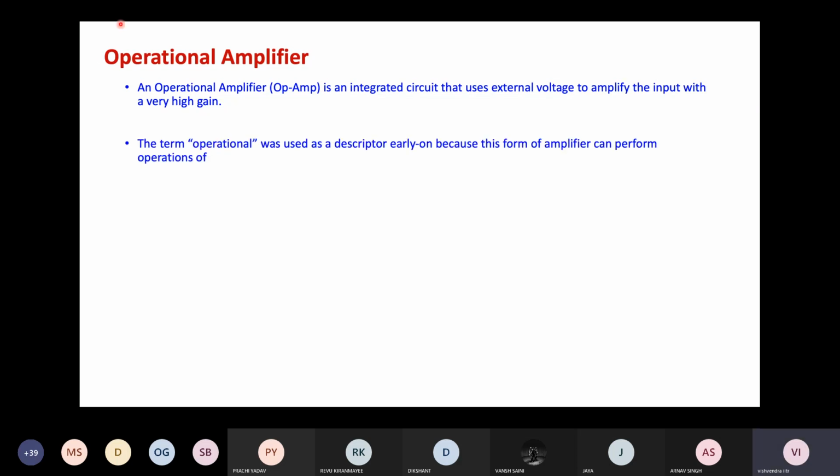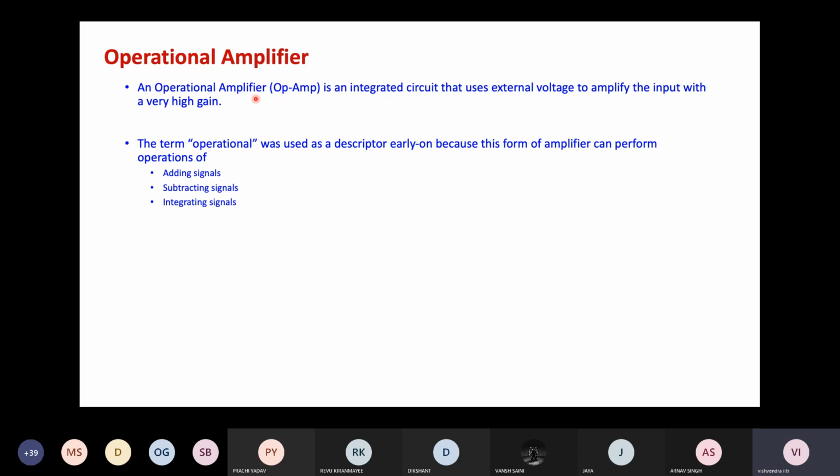And this operational term in the name suggests that we can perform various mathematical or logical operations on these amplifiers. So as you can see, we can add signals, we can subtract signals, we can integrate signals, we can differentiate various signals. So we can do various kinds of mathematical operations on these circuits. And as you would realize, since we are able to do various mathematical operations, these are an extremely important part of computers actually, especially during earlier times.